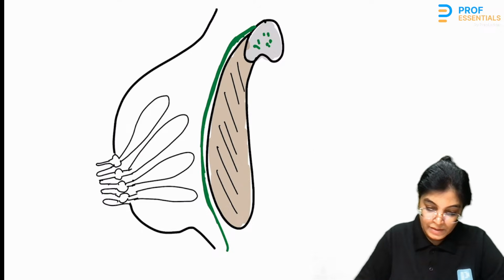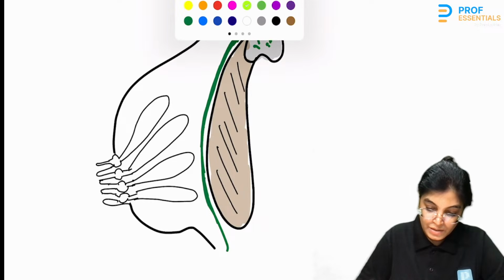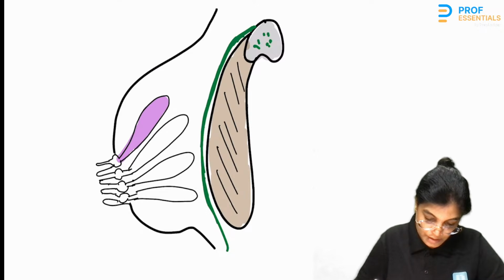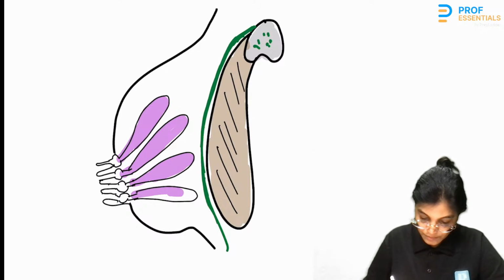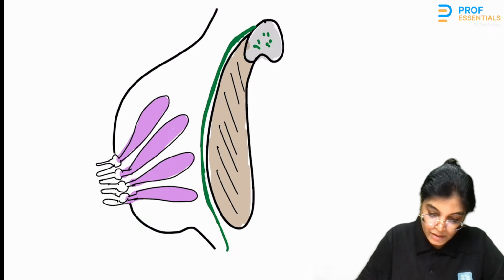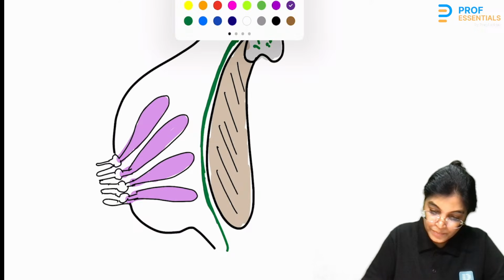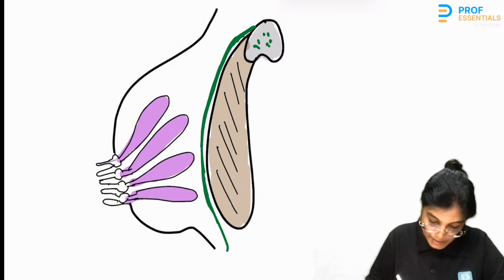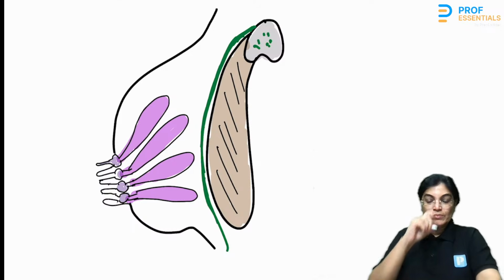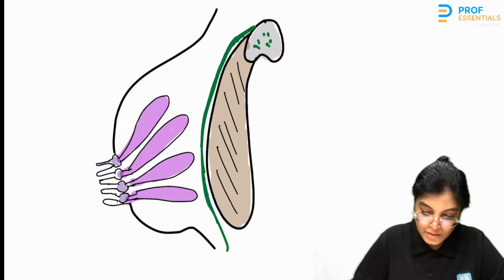So here I would like to use another color for this. So these are lobes. These will be the lobes of the breast. Here we can draw the lactiferous sinus and the ducts. So we'll have the lactiferous sinuses. Now we can also use another color for the whole of the breast outline.